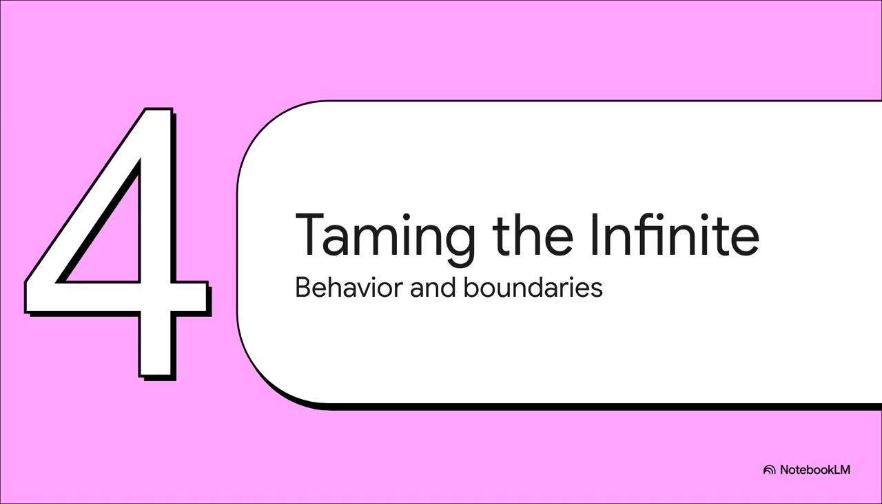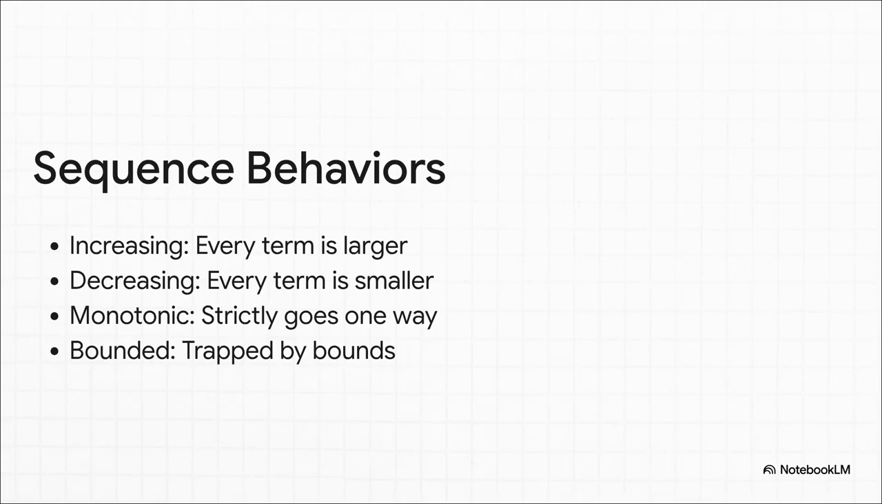We are in the final stretch, Section 4. Let's use all of this to actually start taming the infinite. To do this, we really have to understand behavior and boundaries. We call sequences monotonic if they only ever travel in one single direction, either strictly increasing or strictly decreasing, and they're considered bounded if they're physically trapped by a hard ceiling above, a floor below, or sometimes both.